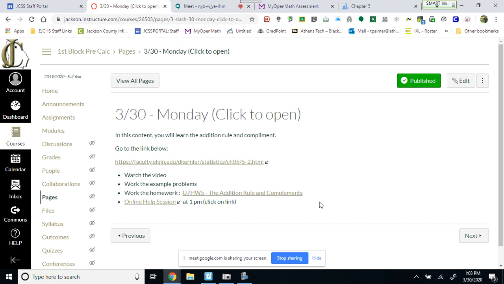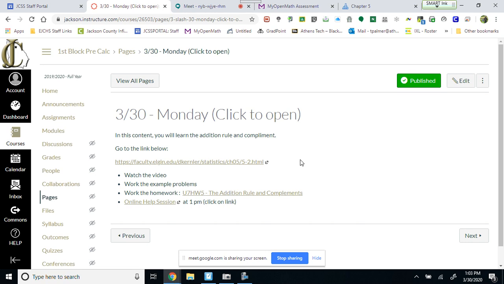In this content, you'll learn about the addition rule and complement, right? A complement is the opposite, right? So that's going to come into play when you're looking at different things from a probability standpoint. I've given you this website here, which is a really good website that we're going to use. And it's got a video in it, and it's got problems in it.